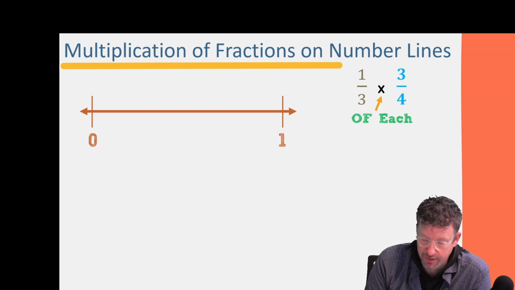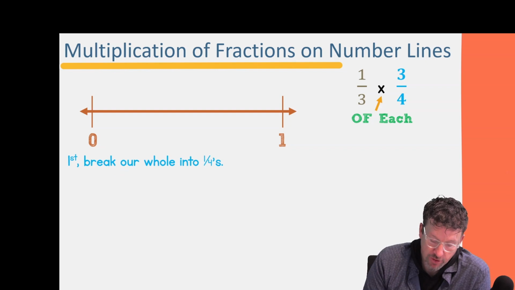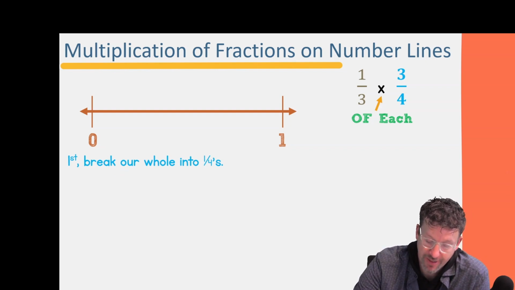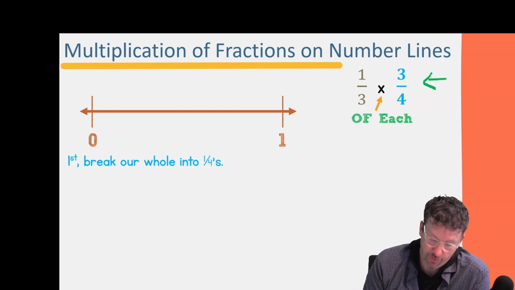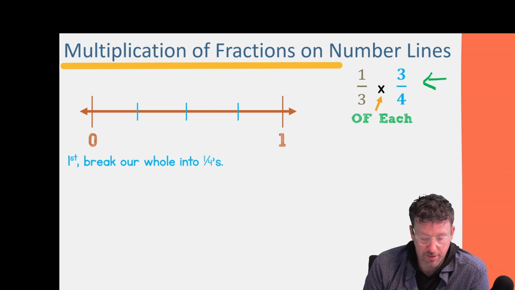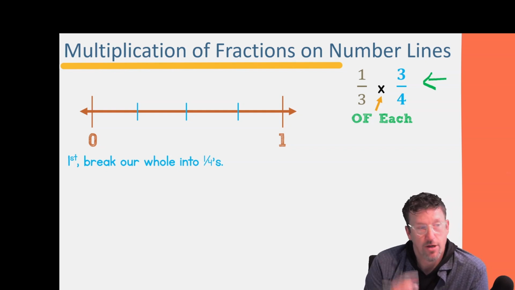So let's do that. First we have to break our wholes into fourths. Our problem is 1/3 of each of the 3/4. So what we're going to do first is break our number line into fourths. Here we go. Do you see the fourths on the number line? We have 1/4 plus another fourth plus another fourth and another fourth. All 4 of those fourths will make a whole, right?